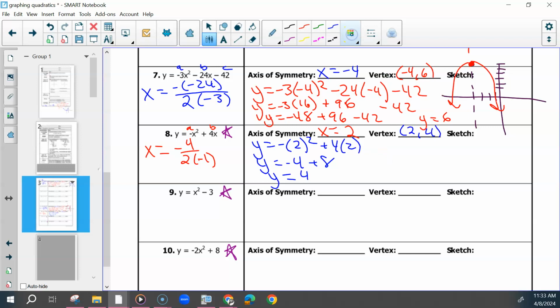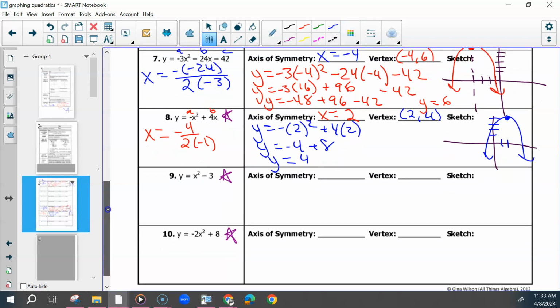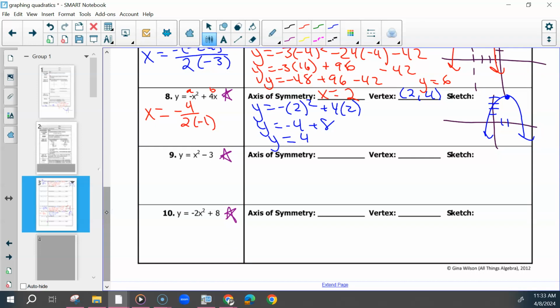Draw in that sketch. Would that face up or down? Down. Questions on that one or the previous one? How do we know to face down? Because the A value is negative. Right. And number 9, what's missing?